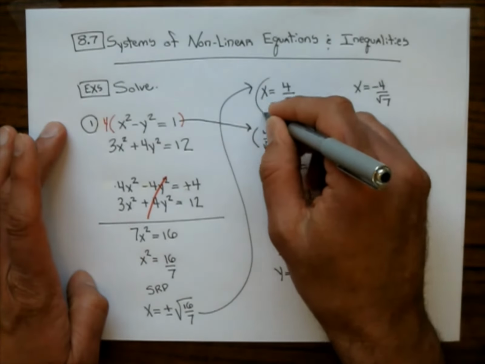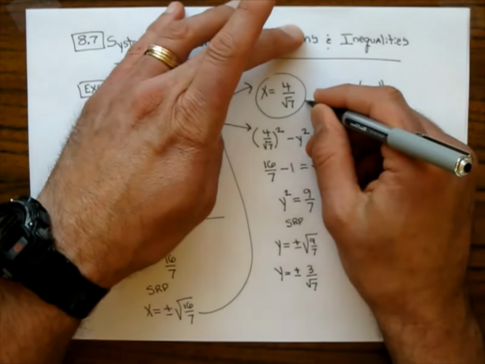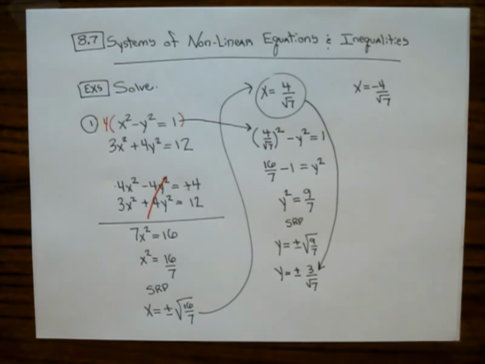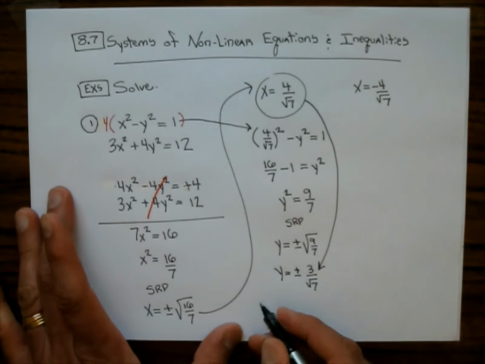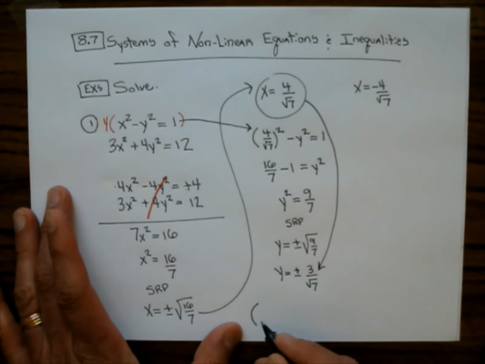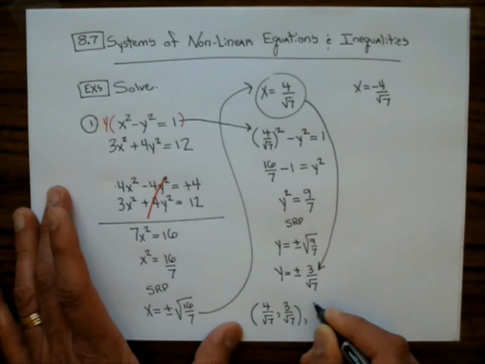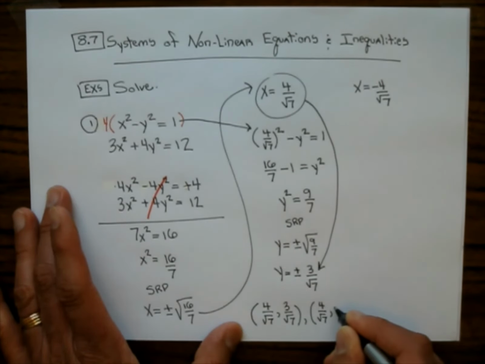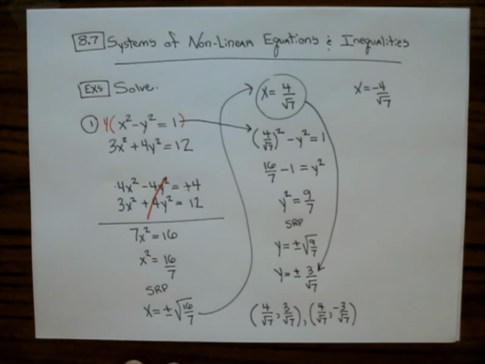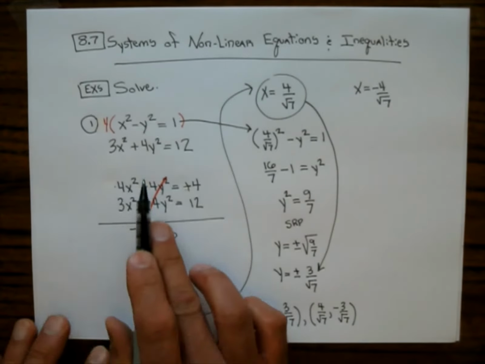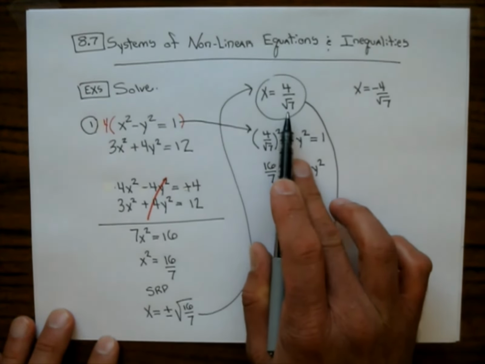So this x value yielded two y values. And so right now I've got a set of a few points. The first point being 4 over root 7, comma, 3 over root 7. And then the next one being 4 over root 7, negative 3 over root 7. So we got 2 points that satisfy these 2 equations from that x value.